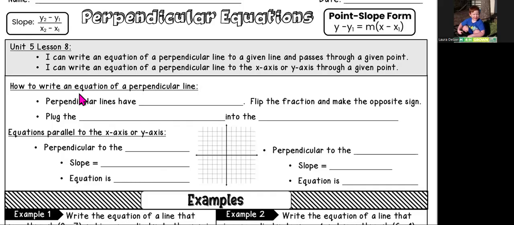So perpendicular lines have inverse, reciprocal slopes. So remember, what this means is that we're going to flip the fraction and make an opposite sign. So for example, if our slope was 3, the inverse of that is going to be negative 1/3. If our slope was 2/5, the inverse of that is going to be negative 5/2.